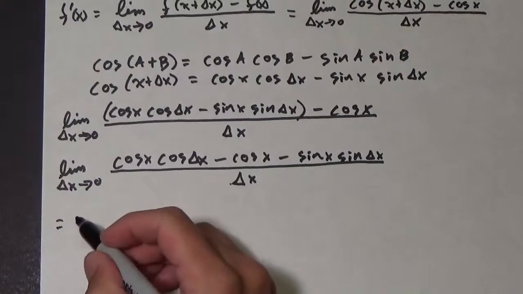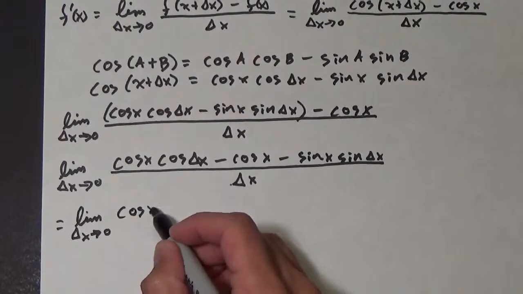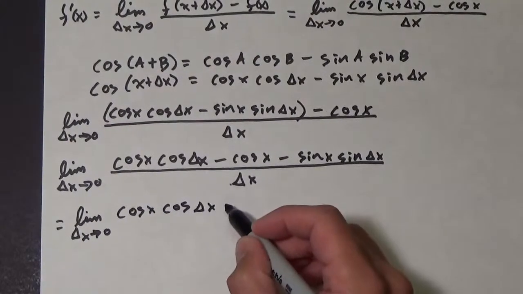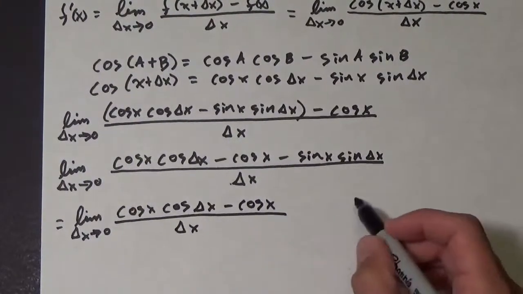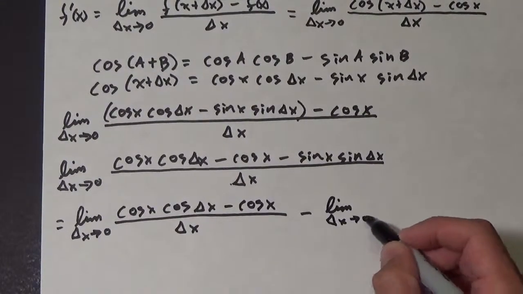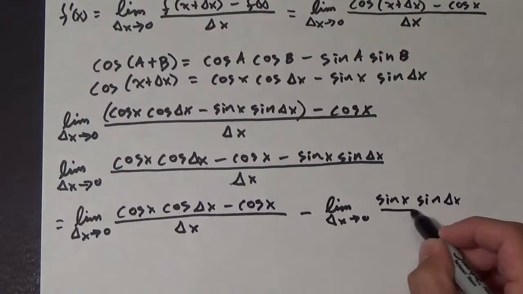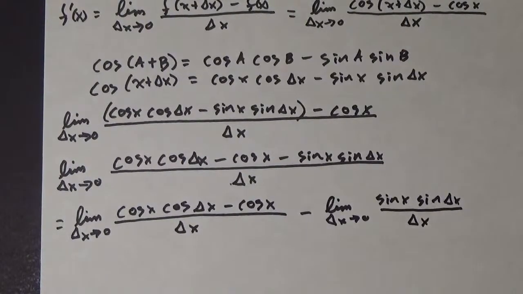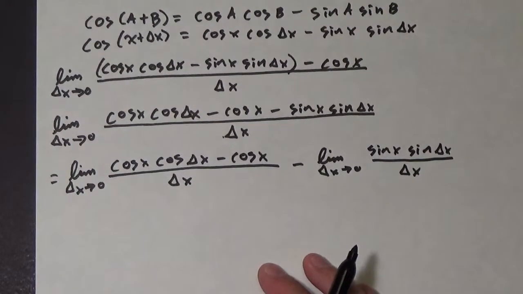So we're going to end up with the limit as delta x approaches 0 of the cosine of x, cosine of delta x, minus the cosine of x all over delta x, minus the limit as delta x approaches 0 of the sine of x times the sine of delta x all over delta x. Okay, so this one is looking very similar to the derivation of the sine. We're doing the same steps, it's just the result will be slightly different.